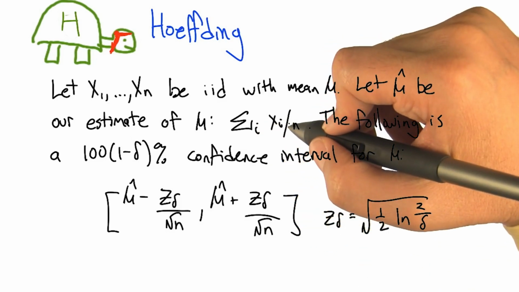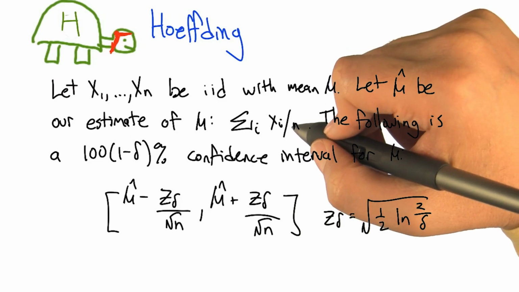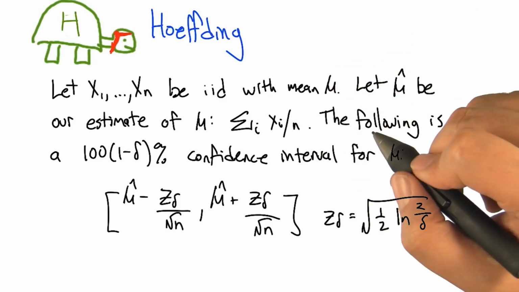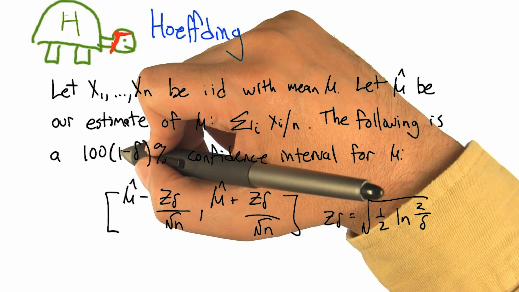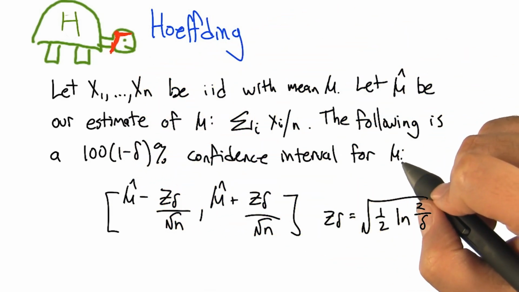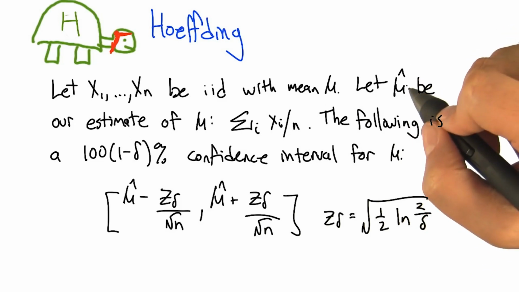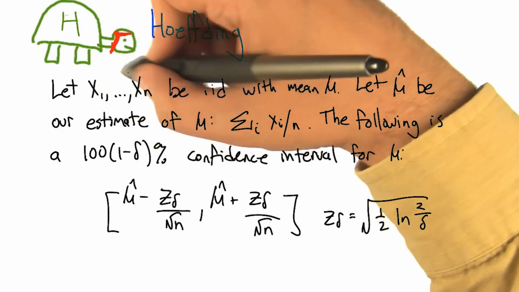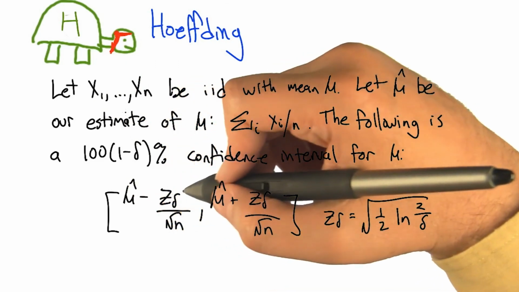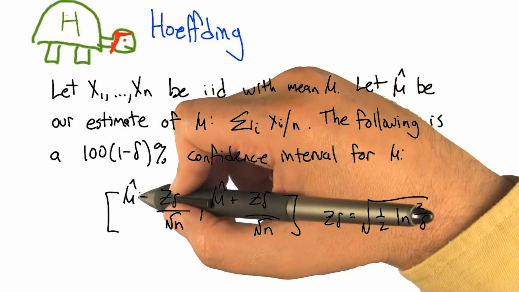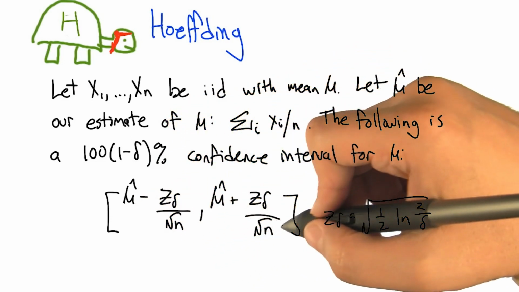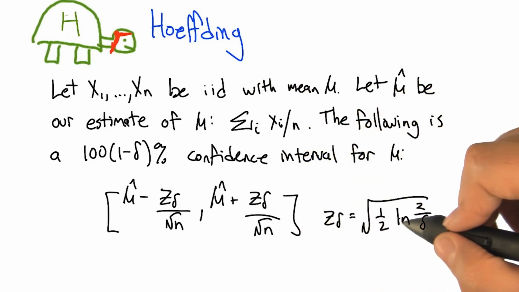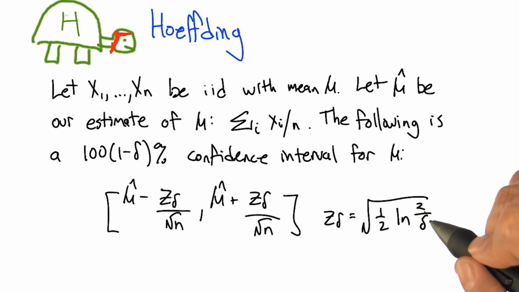So it's a maximum likelihood estimate, but the bigger n gets, the more confident we get as to how close we are to it. So this is what gives us a way of quantifying this. The following is a 100 times 1 minus delta % confidence interval for mu, right? So we don't know mu, but we know mu hat because we can get it just by averaging these values together. We're going to say that the real mu is highly likely to be between mu hat minus z delta over root n and mu hat plus z delta over root n, where z delta is the square root of 1/2 times log of 2 over delta. Oh, right. That's obvious. Well, it's maybe not obvious, but it does have the right kinds of properties.